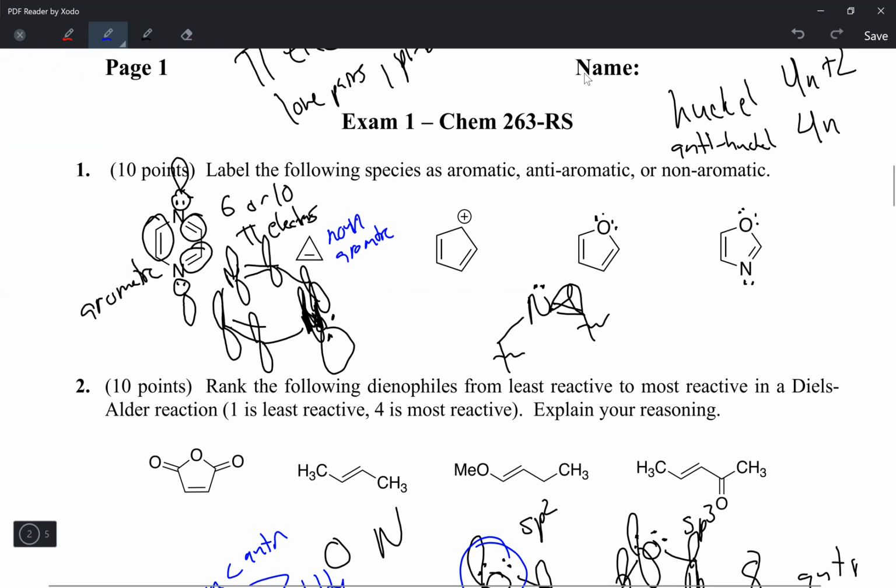Okay, so this is called the cyclopentadienyl carbocation. This one comes up a lot. It's a very good synthetic molecule. It doesn't exist in nature, people just figured out a way to create it.